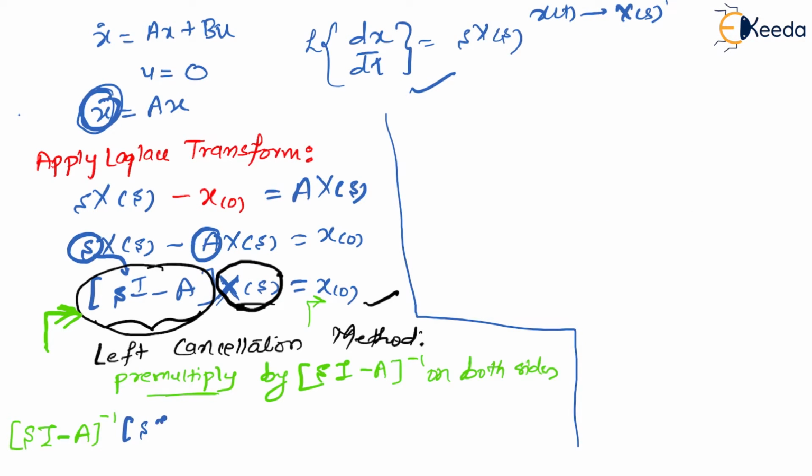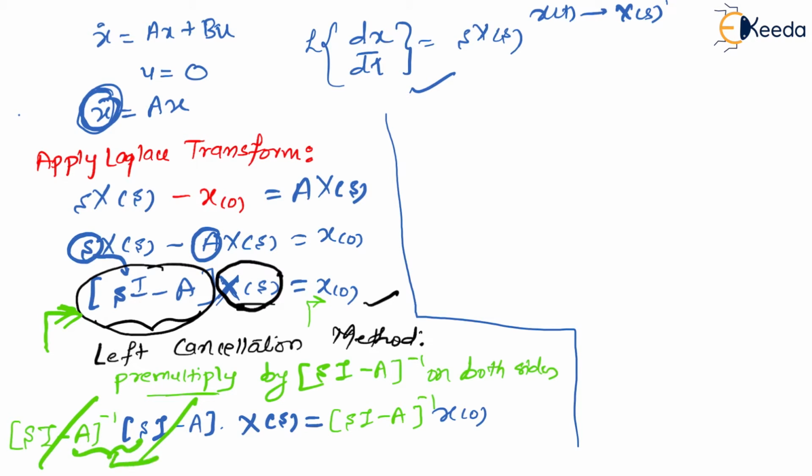Here you have (sI minus A) multiplied by X(s), which is equal to X(0), and you have this (sI minus A) inverse. Now, if you see here, these both will get cancelled, because A into A inverse is nothing but I. So these two will go, because their multiplication will give you I, the unit matrix. That is fine, right? So it becomes X(s) equal to this one.